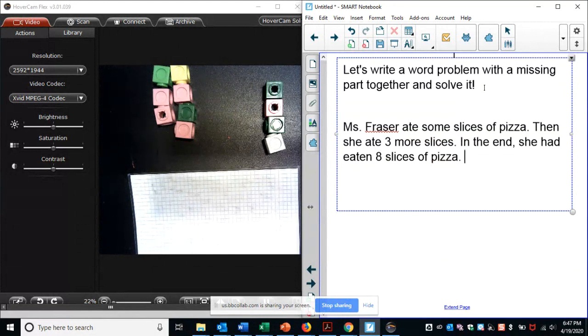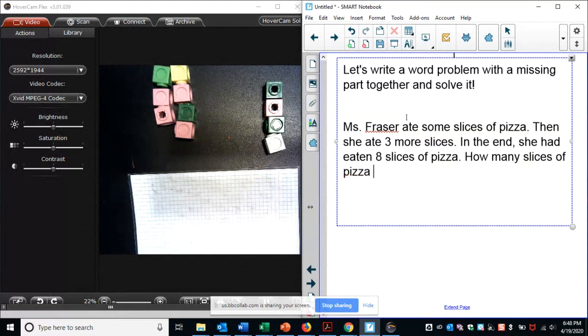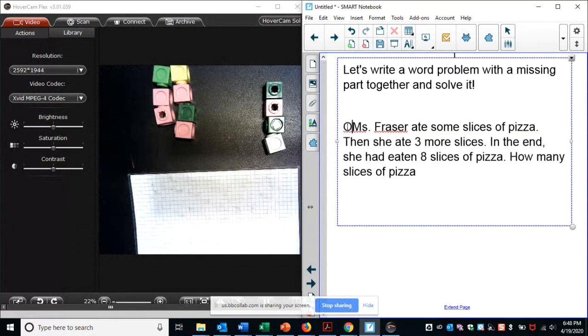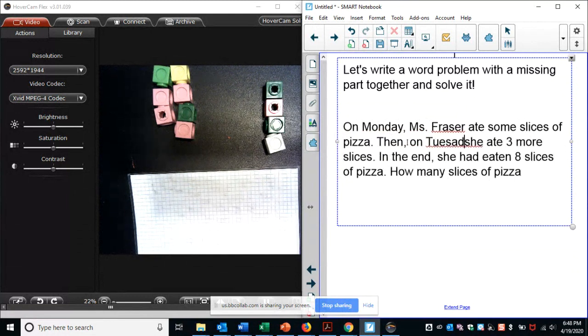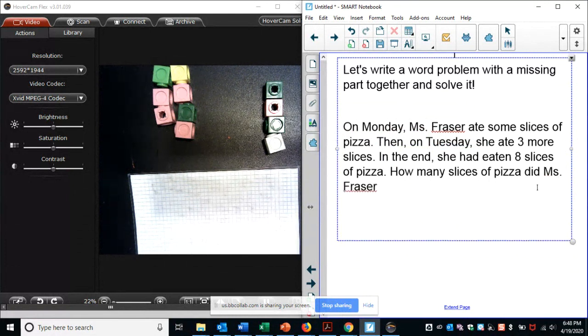How many slices of pizza? Maybe I'll do this over 2 days to make it really clear. So maybe on Monday, Miss Fraser ate some slices of pizza. Then on Tuesday, she ate 3 more slices. And then I'll add, in the end, she had eaten 8 slices of pizza. How many slices of pizza did Miss Fraser eat on Monday?